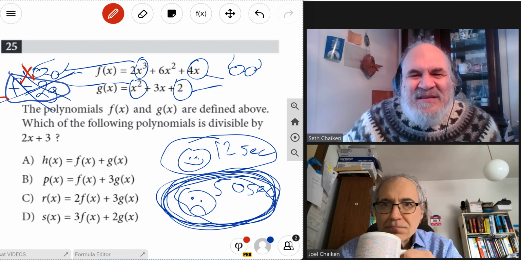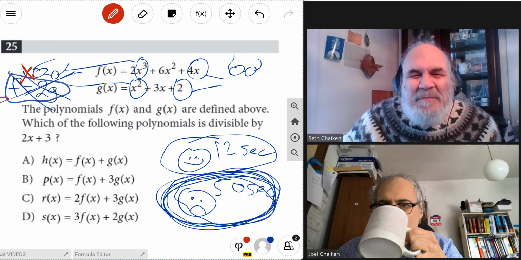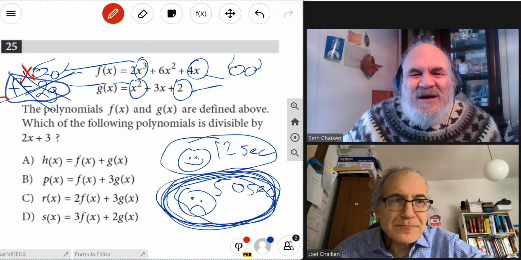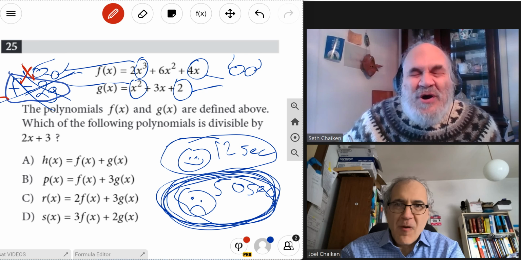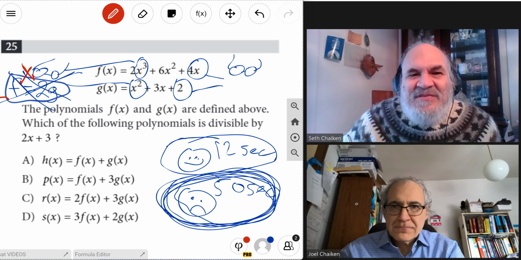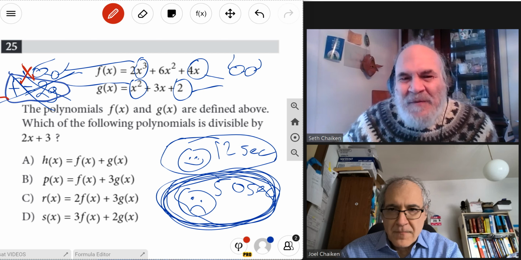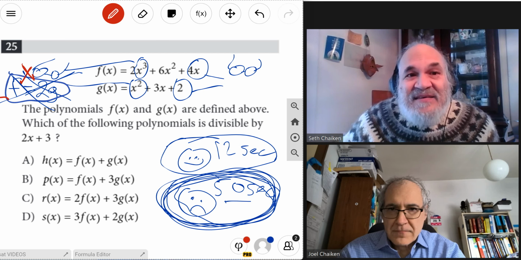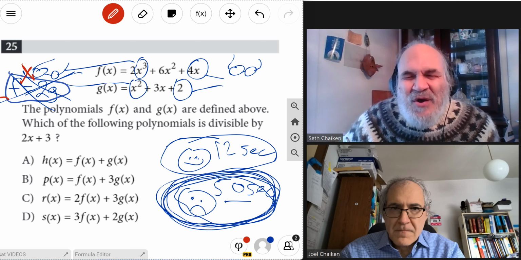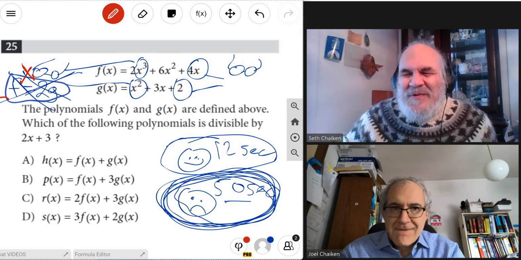I thought that there was a pattern here, and then about a minute later, I looked at it. I'll tell you the truth. I thought this was the pattern. This pattern would have resulted in none of these being divisible by 2x plus 3. And then I thought, well, they don't give SAT questions where none of the choices are true. So 50 seconds later, I looked at it again, and my original false impression was false.